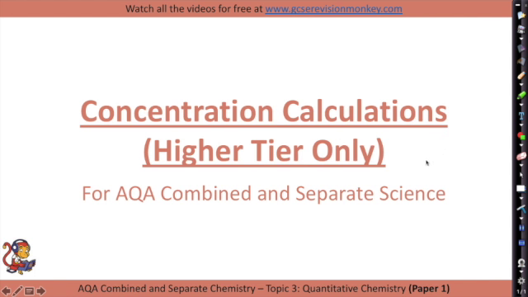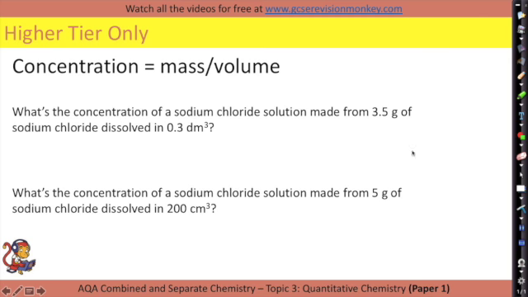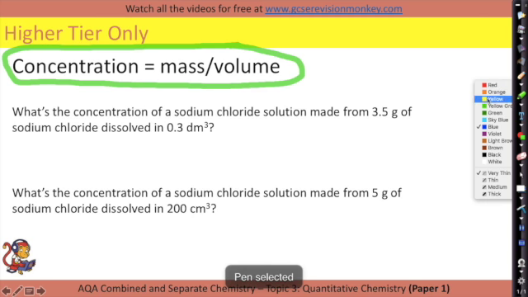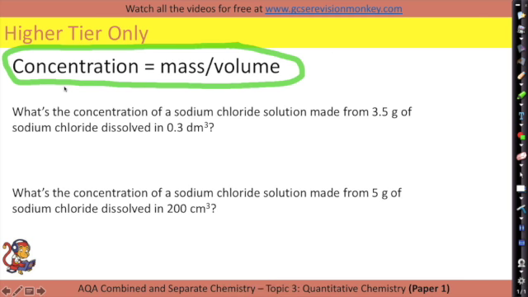Concentration calculations is for higher tier pupils only. So this is another equation that I suggest you write down as soon as you get into the exam. On any piece of blank space, we said to write down the moles equals mass divided by relative formula mass. Also write down concentration equals mass divided by volume. And I would also suggest writing down the units that go along with that. So concentration is measured in grams per decimeters cubed. So therefore the masses that you're using have to be in grams, and the volume that you are using has to be in decimeters cubed.